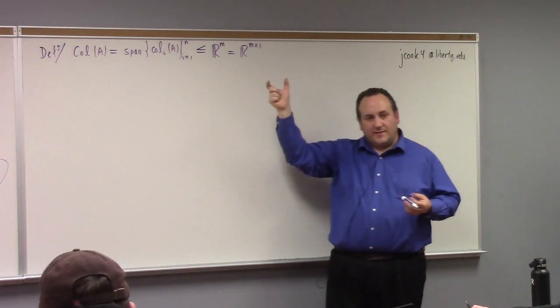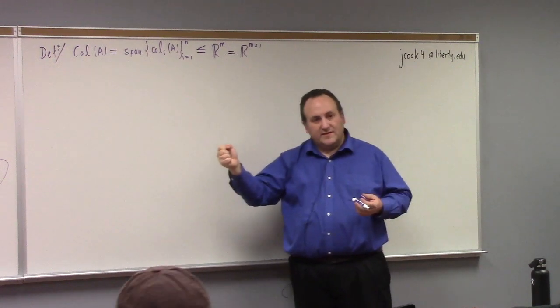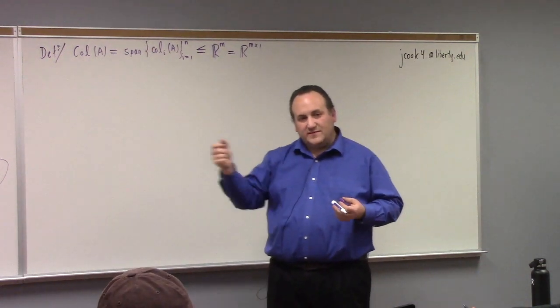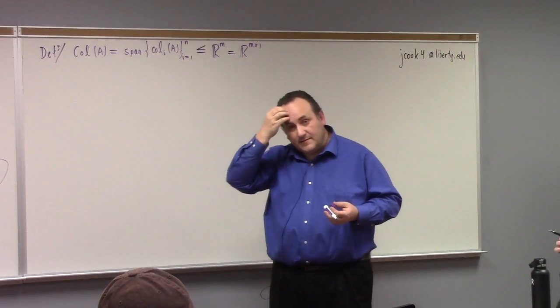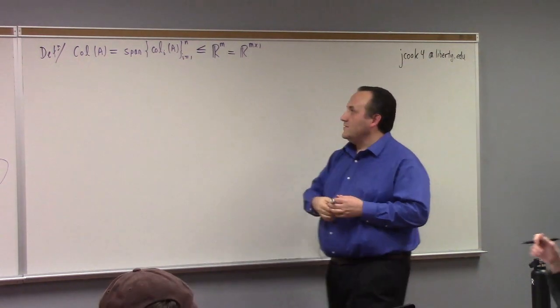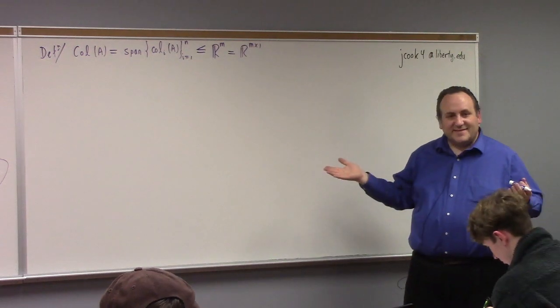Because if you add two linear combinations together, you get a linear combination. And if you scalar multiply a linear combination, you get a linear combination. Therefore, span is a subspace. Yeah? You answered my question. Oh, okay. Cool. So that's the column space. All right.